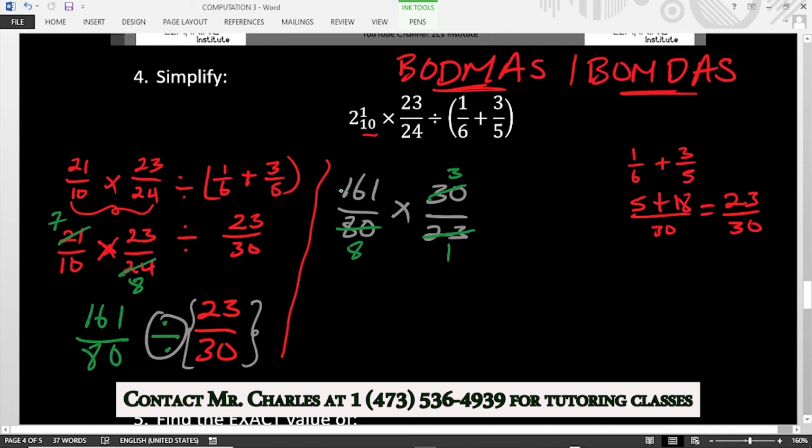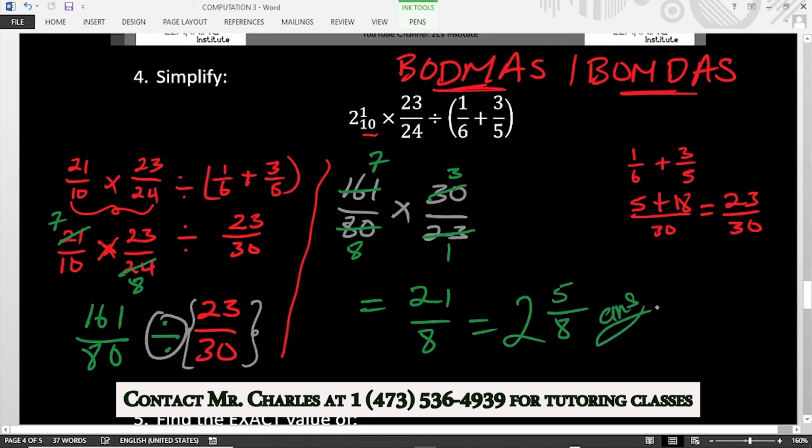23 into 161 is 7. So we get 7 times 3 is 21, and 8 times 1 is 8. So 21 over 8, and that is our answer. We can convert it back to a mixed number. 8 into 21 is 2, because 8 2s are 16. Remainder 5 over 8. So 2 and 5 eighths.